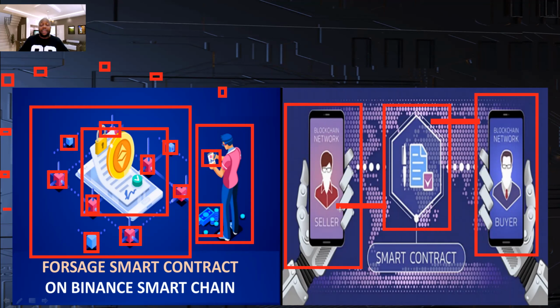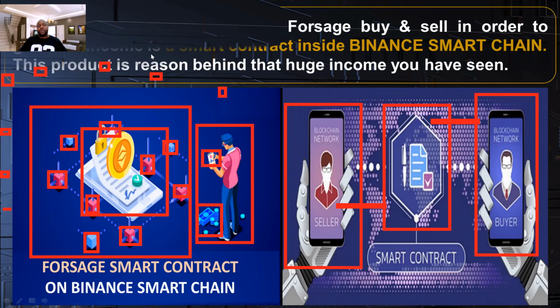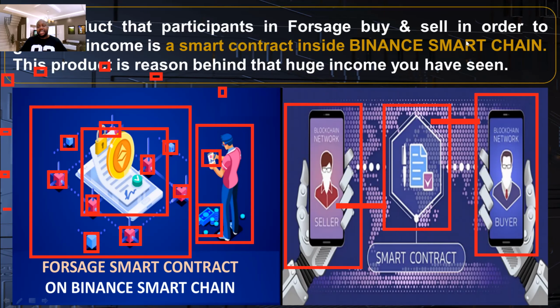Like you can go to 100 people, 200 people, 2 people, 3 people, any amount of people. And whatever money they use to buy this smart contract is yours 100%. So if you see any person has made money, this is the product that people buy and sell in order to generate income: a smart contract inside the Binance Smart Chain. This product is the reason behind that huge income that you have seen.